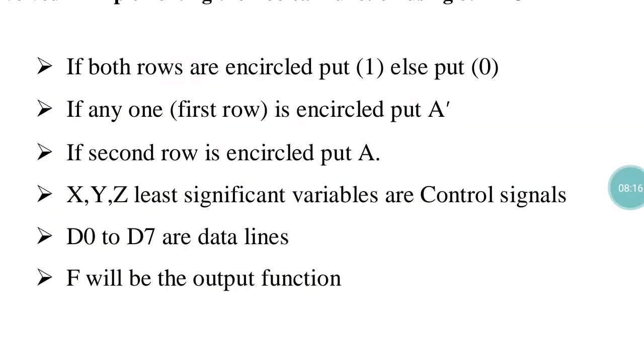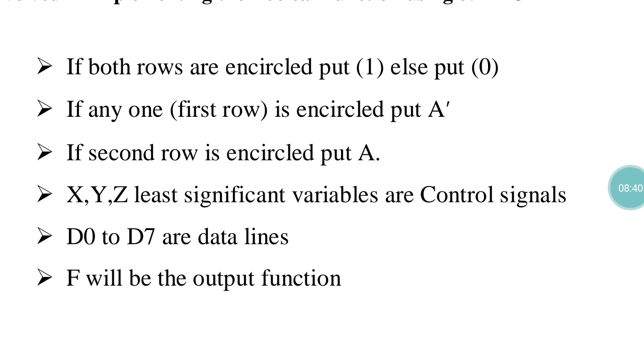These are all the consolidation of the particular statements. If both the rows are encircled, put 1, else put 0. If any one cell in the first row is encircled, put A bar. If any one cell in the second row is encircled, we put A. And also in this particular case, we have to consider 3 cases.